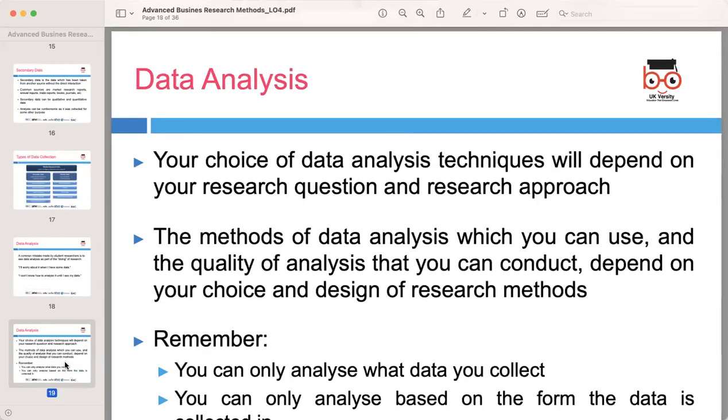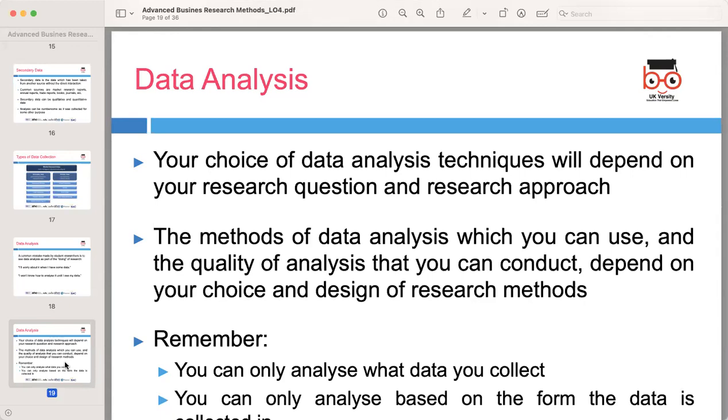So data analysis, we will discuss how the techniques you choose for data analysis depend on your research question and research approach. Additionally, we will talk about how the quality of your analysis is influenced by your choice and design of research methods. It is very important to remember two fundamental principles. You can only analyze the data you collect, and your analysis is limited by the form in which the data is collected.